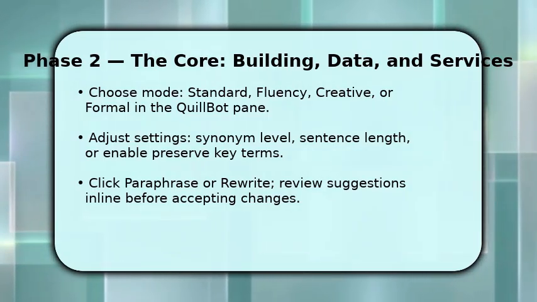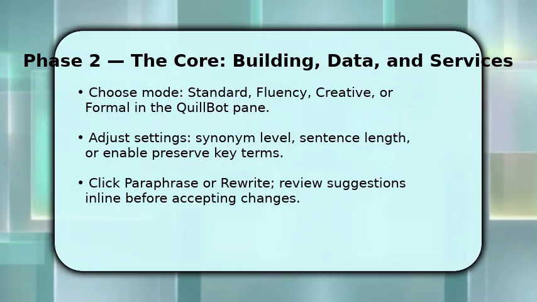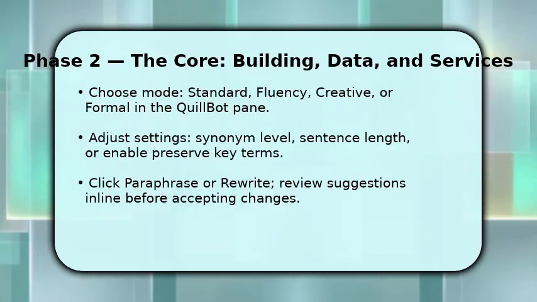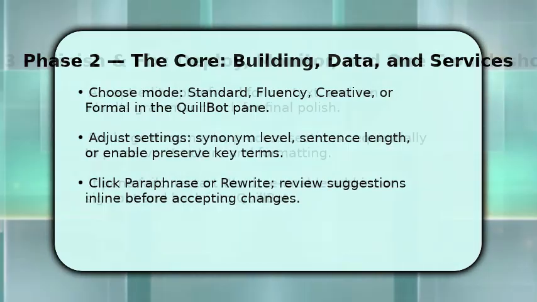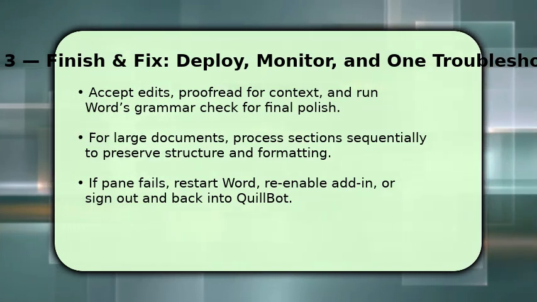Quillbot highlights altered phrases. Then, review each change inline. Accept or reject alternatives. To finish, accept the edits you want and read through the document to ensure meaning and flow remain accurate. Use Word's grammar and spell check for a final polish.